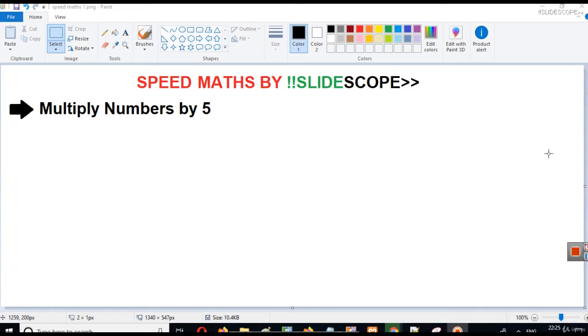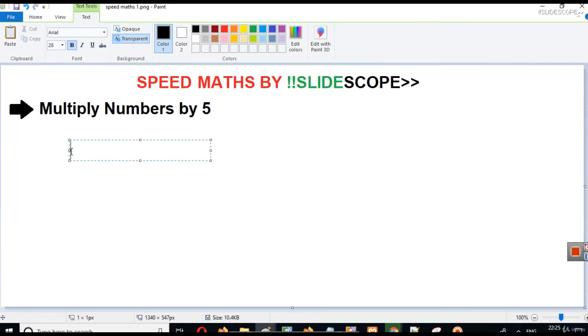In this part you will learn how to multiply numbers by 5. You will learn how to multiply numbers by 5 very quickly. So let's see some examples. We will see some random numbers and then we will try to multiply them by 5 using a simple trick. Let's say our first number is 46 and we have to multiply 46 by 5.